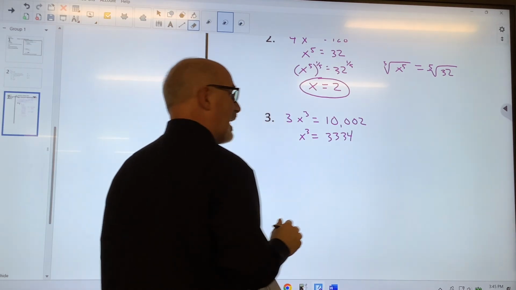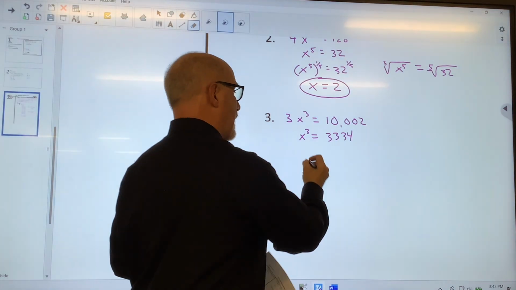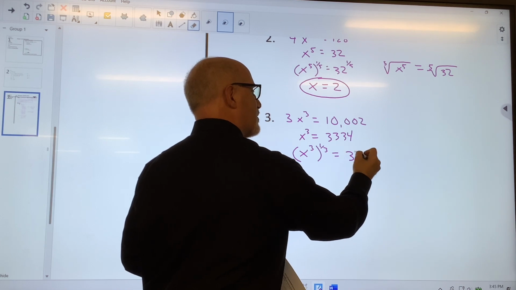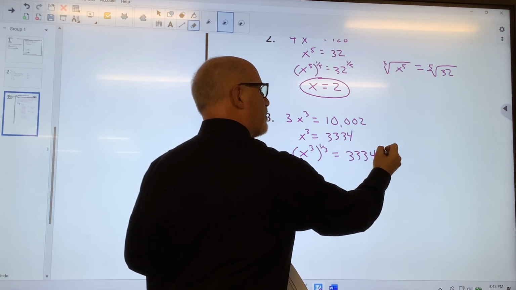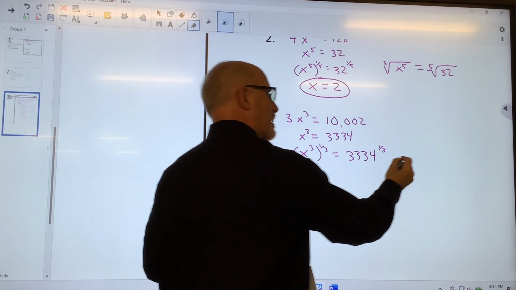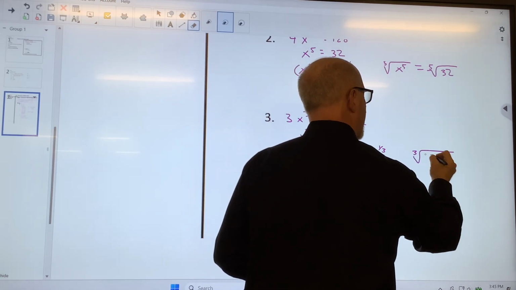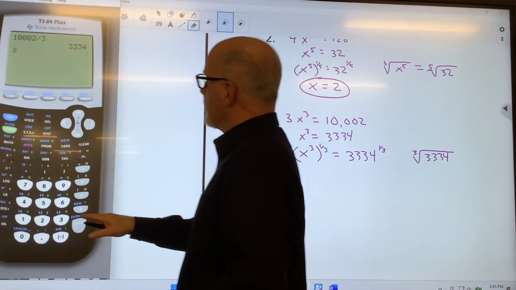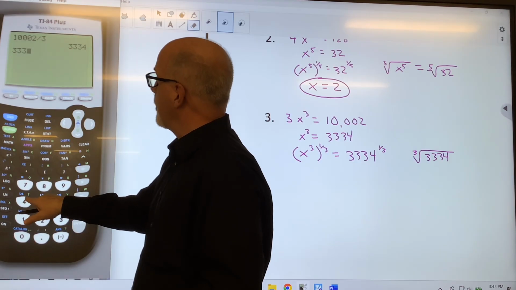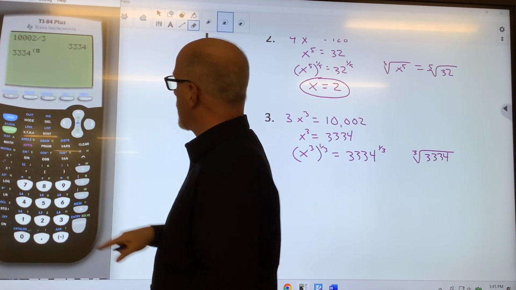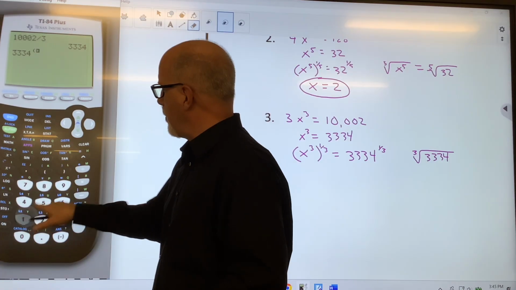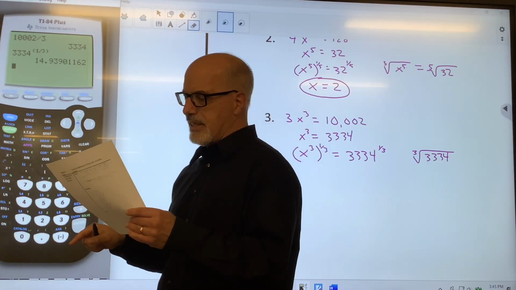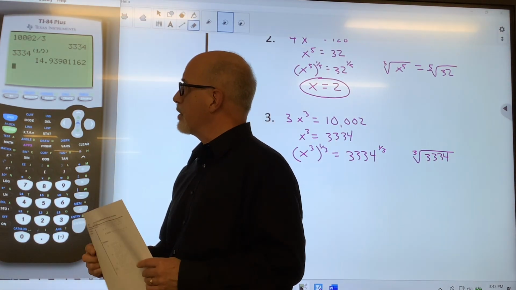Now the next step is to put it to the 1/3 power, x cubed to the 1/3 power equals 3,334 to the 1/3 power. Okay, and again, that's the same thing as taking the cube root of 3,334. Let's take a look at our calculator for that. So 3,334 raised to the 1/3 power gives me an answer of 14.939, so I'll round that to 14.94.